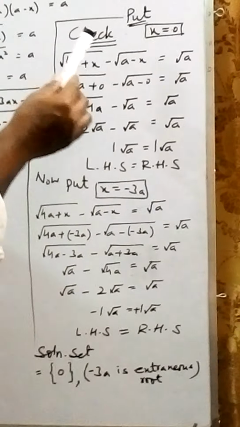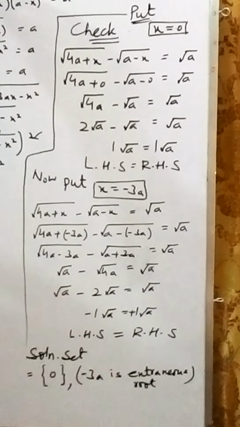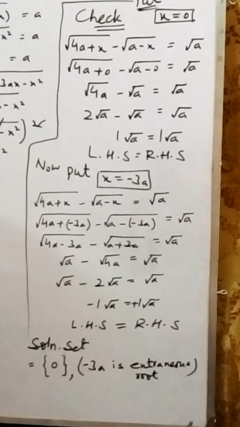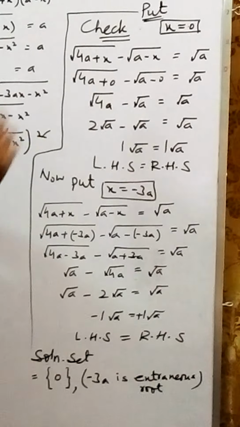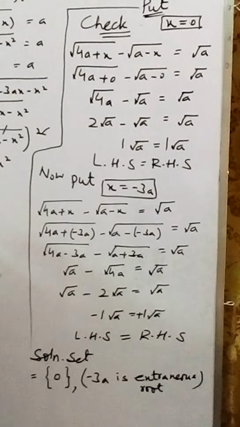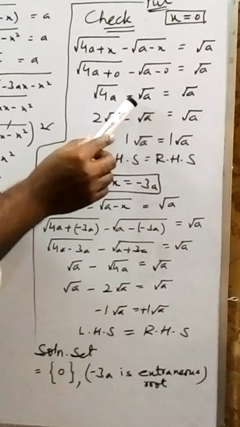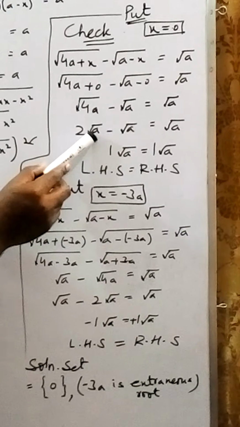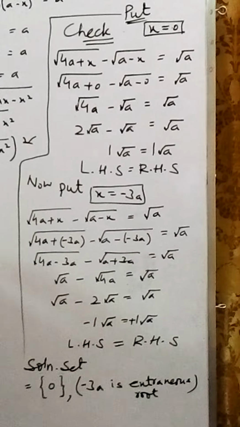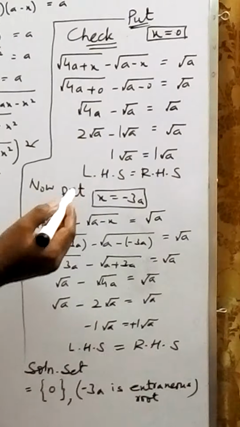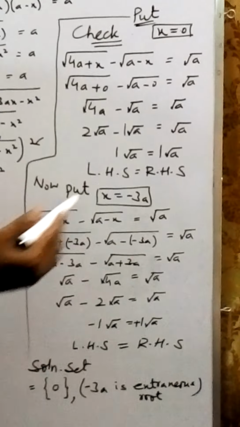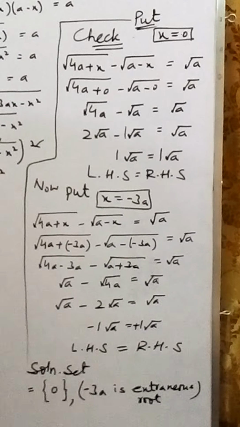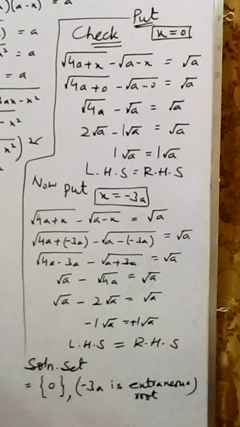Now we will substitute the values. x equals 0, this is the question. Substitute x equals 0. When you substitute x equals 0, 4a plus x means 4a plus 0, and a minus x means a minus 0. You will get square root of 4a minus square root of a. Square root of 4 is 2, and square root of a will come as it is. So 2 times square root of a minus 1 times square root of a, so 2 minus 1 is 1 times square root of a. This is also 1 times square root of a. So left hand side equals right hand side.